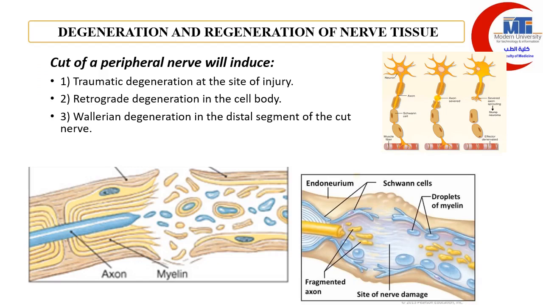Cut of a peripheral nerve will cause traumatic degeneration at the site of the injury. Retrograde degeneration occurs in the cell body. Wallerian degeneration occurs distal to the site of injury. So this part is called traumatic degeneration at the site. This is called retrograde degeneration in the cell body. Wallerian degeneration occurs in this part, the distal segment.